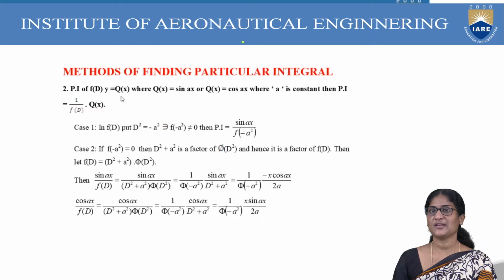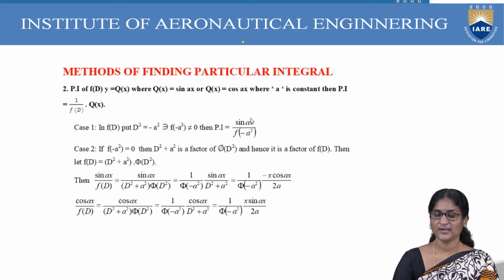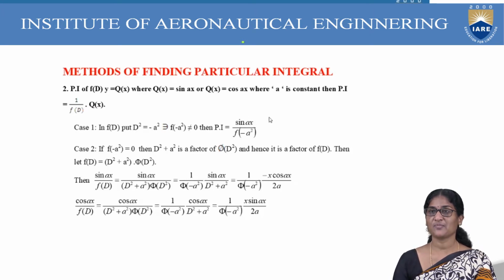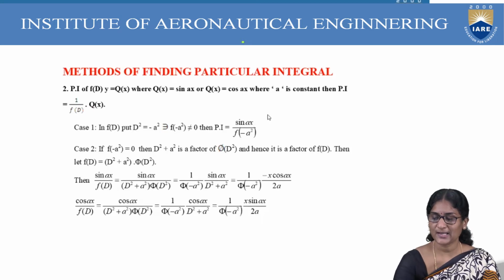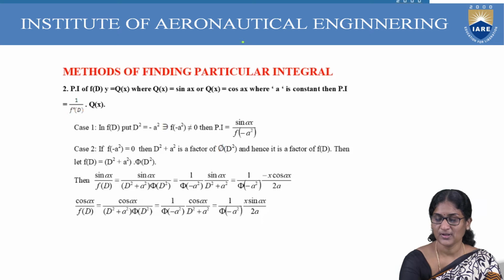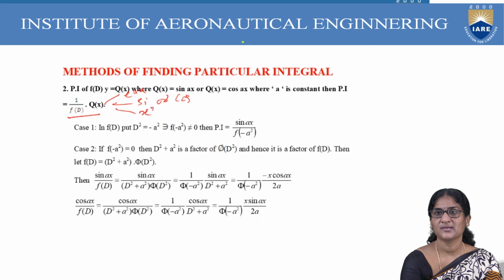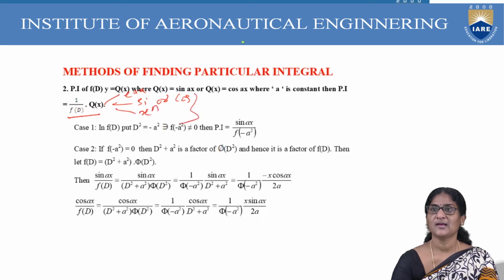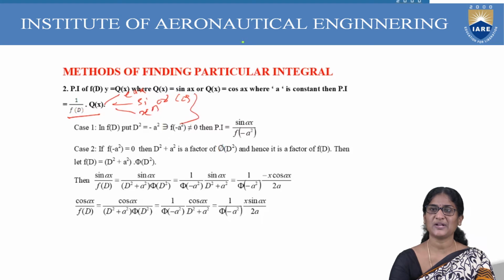Next, this is the second method: how to find out the particular integral when q of x is equal to sin ax or cos ax. What is the formula to find out the particular integral? Particular integral is equal to 1 by f of d into q of x. So this q of x may be e power ax, or sine or cos, or it may be x to the power of n. Based on the type of function that we are taking, we have to choose the type of method to solve the particular integral.